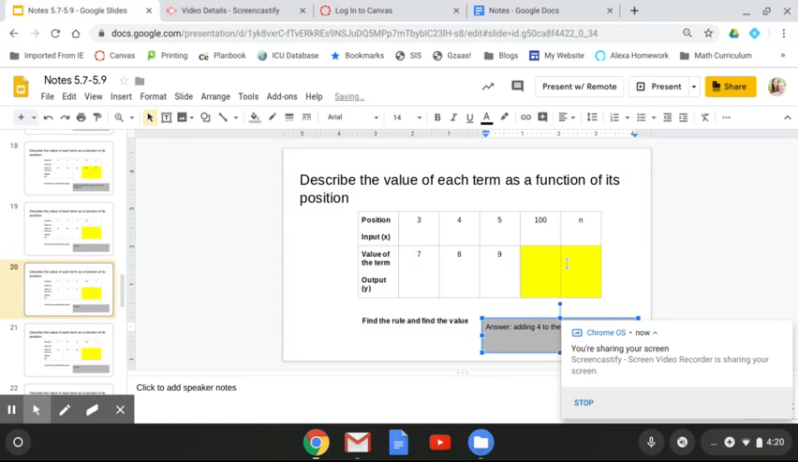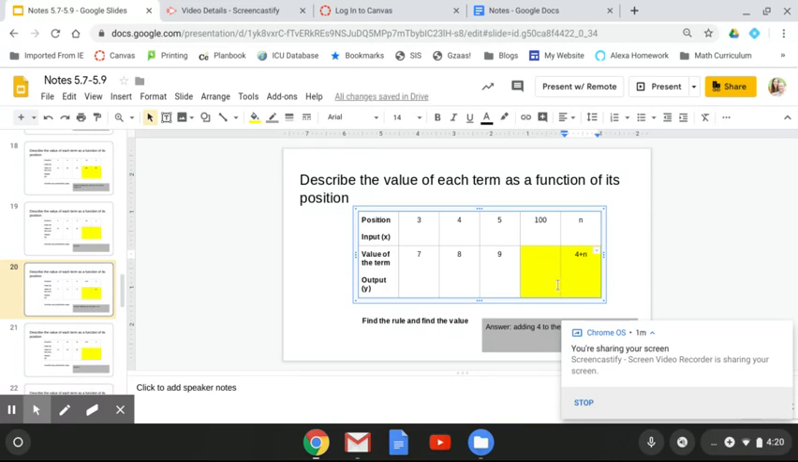You could also have 4 plus n. So when I write that, 4 plus n, it's not the same thing as n times 4 or 4n. It's either 4 plus n or n plus 4. And then my value, if the n was 100, would be 104.